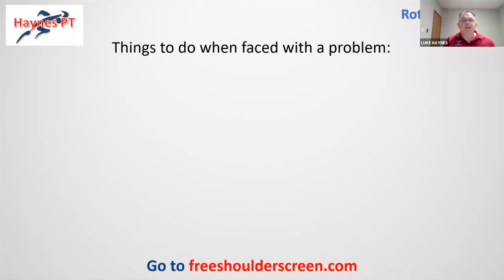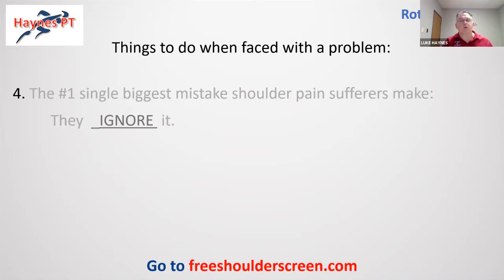So things to do when faced with a problem, back to the worksheet. Number one, the single biggest mistake shoulder pain sufferers make is they ignore it. And again, I ignored mine for a long time until I learned that I could take care of it. And this is whether it's a shoulder pain problem, a back problem, regardless, the number one biggest thing is we ignore it.